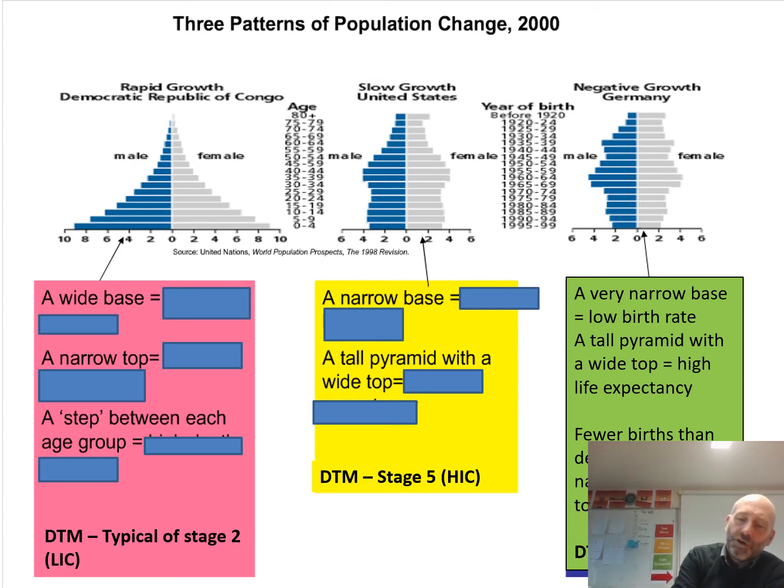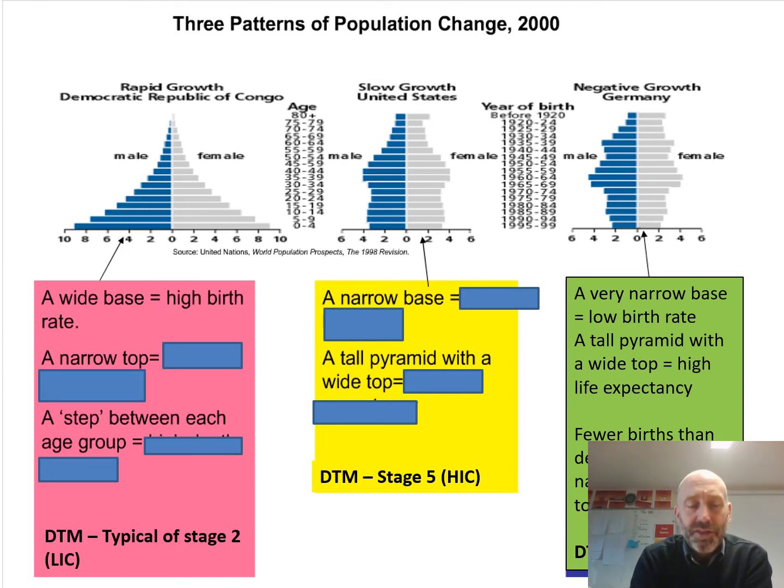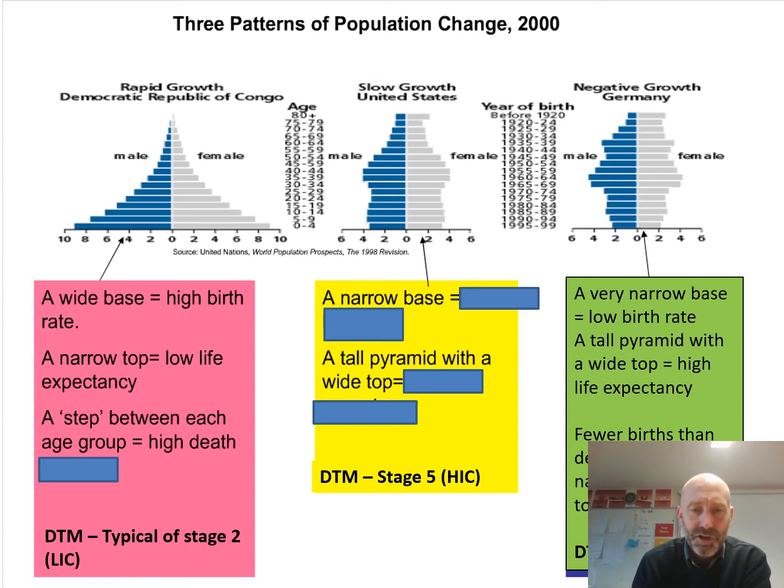And now we will look at the answers. So a wide base, think about what that shows. That should show that there's a high birth rate. The narrow top shows the low life expectancy. And a step, a decrease between each age group, shows a high death rate. And as I said, this is very typical of a stage 2 country in the demographic transition model.